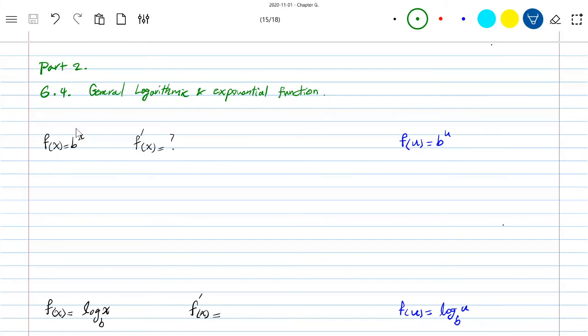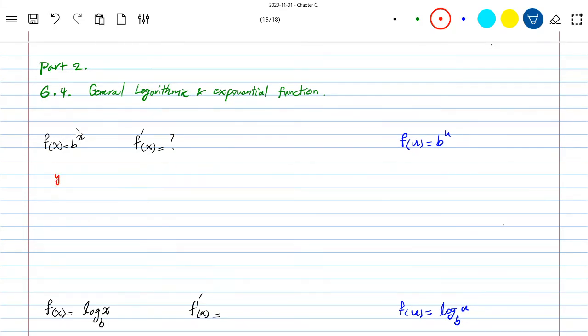So let's start with the general form of the exponential function. Let's say b to the power x, where b is the base. It could be any number, but positive: b greater than 0 and b not equal to 1. These were the restrictions for the base. So how do we find the derivative? Naturally, there is an idea that we can always implement. So here is the idea.